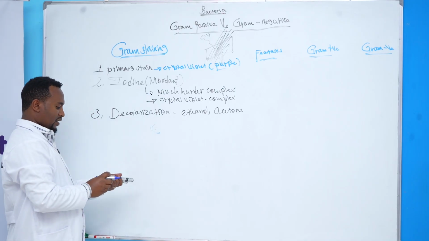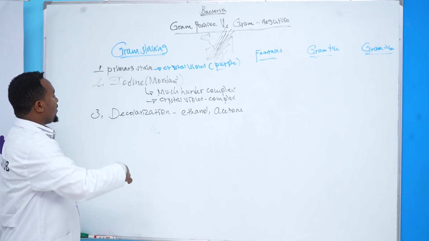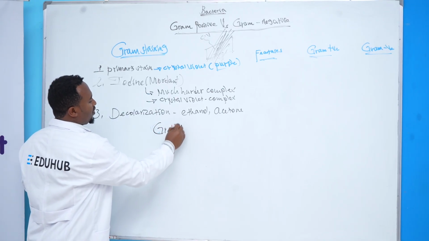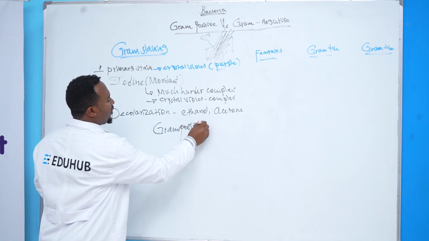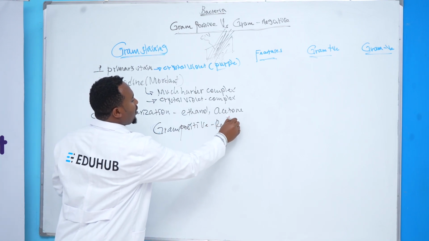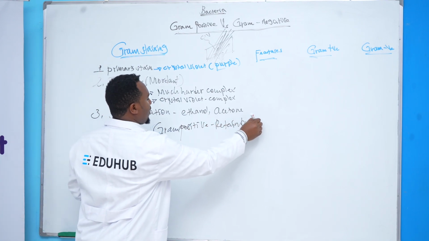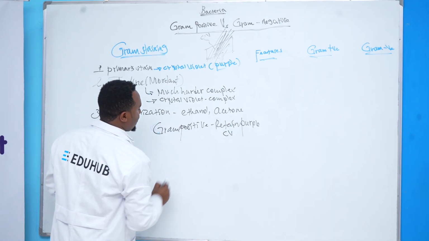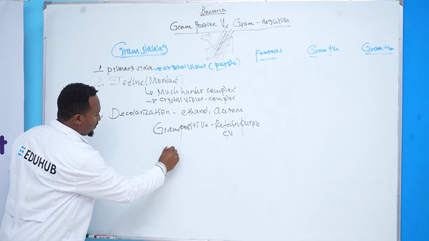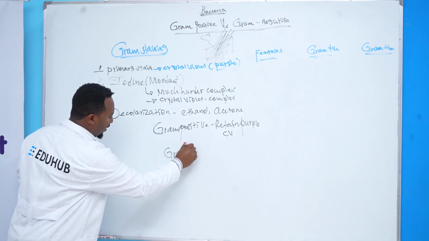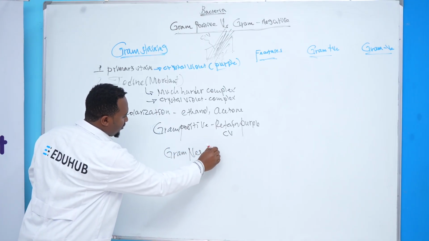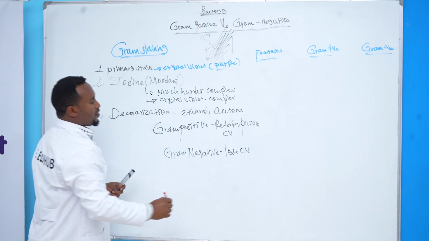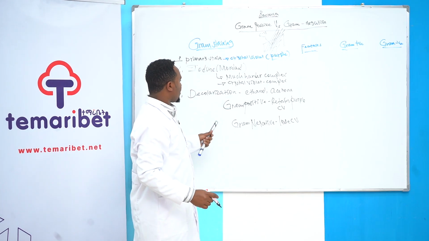In this stage, the gram-positive bacteria retain the purple color. Gram-positive bacteria retain the purple color, or they retain crystal violet. And the gram-negative bacteria lose crystal violet. So why does this happen?